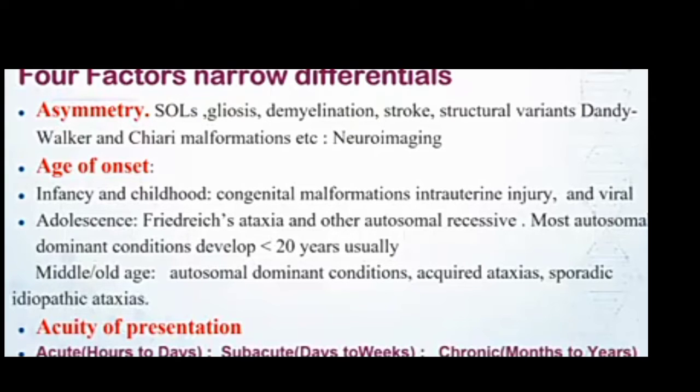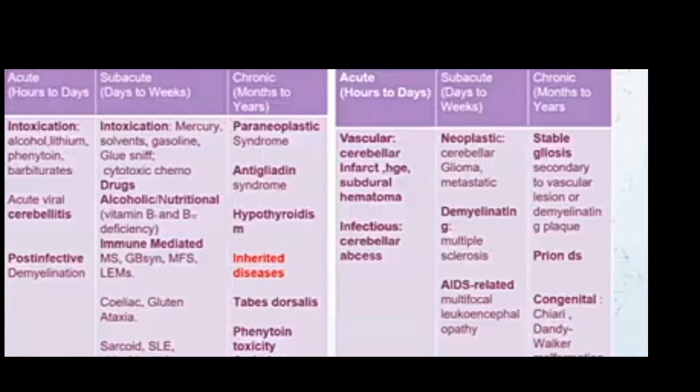But the most important clue comes from the acuity of presentation. That means whether it is an acute presentation, subacute presentation, or chronic presentation. Next slide. Next slide, please.